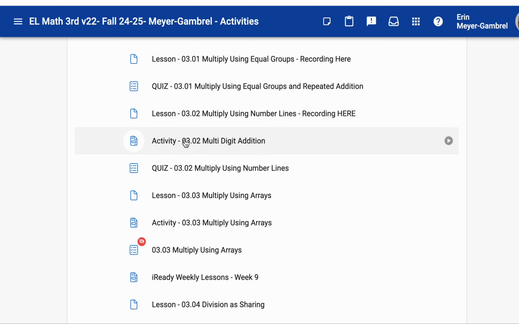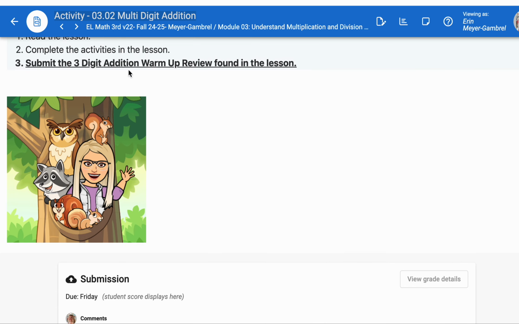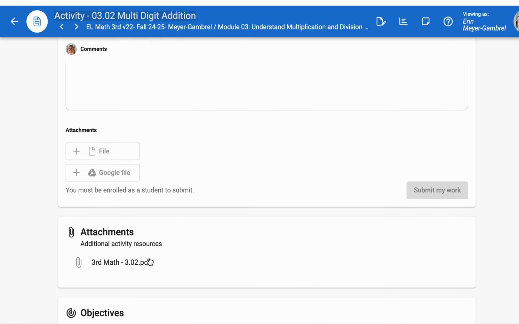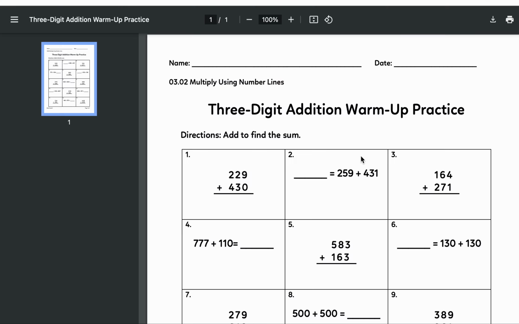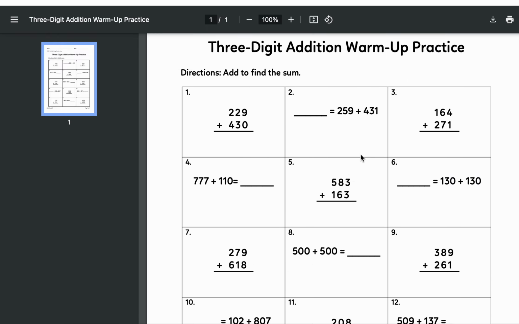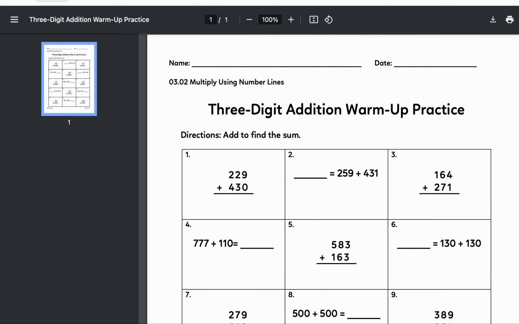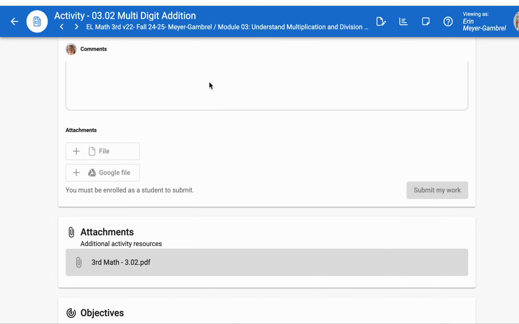And when we go into our activity right now, you are going to submit the 3-digit warm-up found in the lesson. So I've already put it here. So let's go ahead and kind of take a look at this one, gang. So you're going to do the 3-digit addition warm-up, okay? And team, I just want us to do the top 6, okay? We're just going to do the top 6. Capiche?